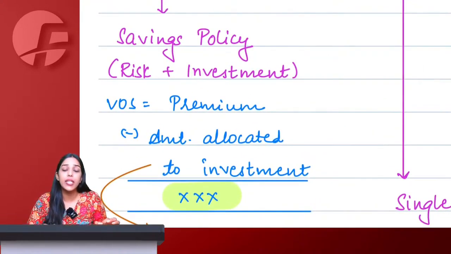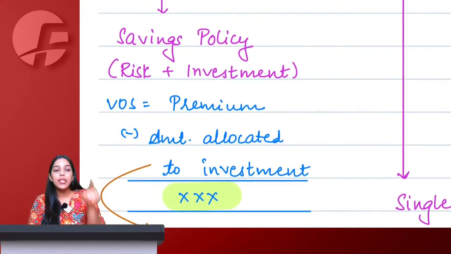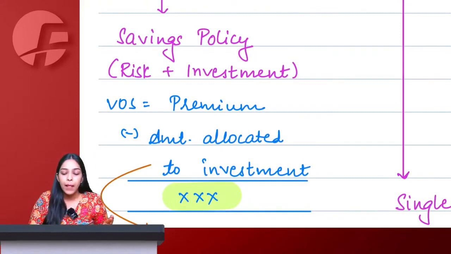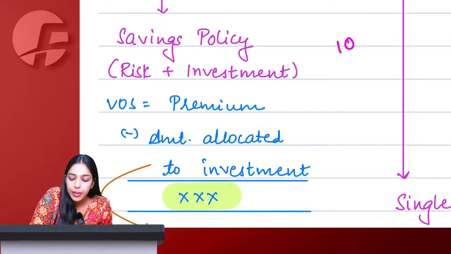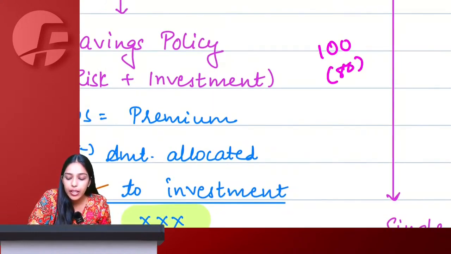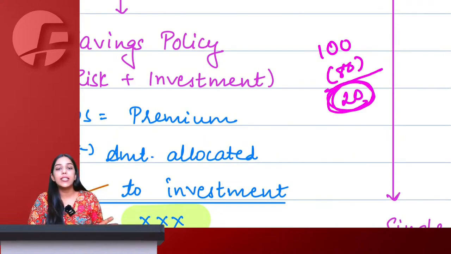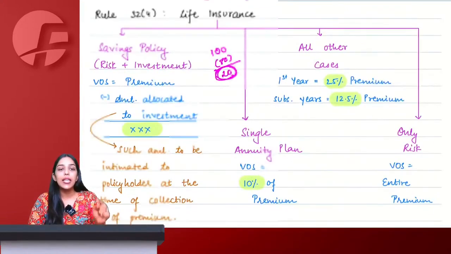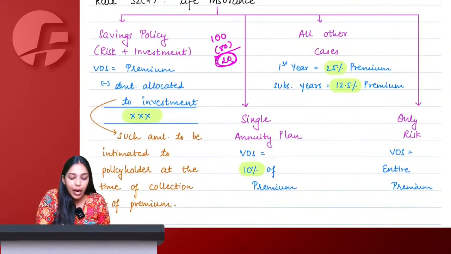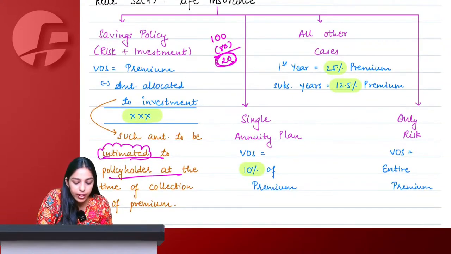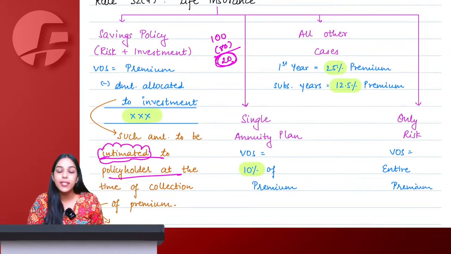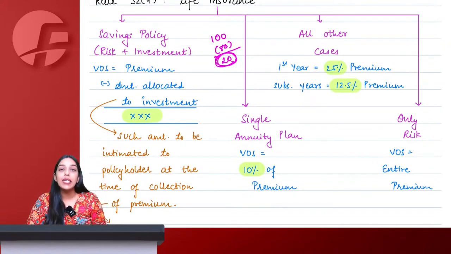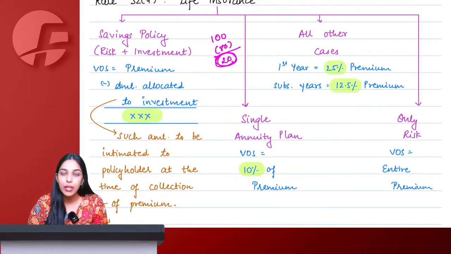But if it is savings policy, meaning risk plus investment, both the things involved here. I received as an insurance company a total premium of 100, out of which 80 is for investment and 20 is only for the risk. Then in that case, if this 80 that I am going to allocate to investment is prior intimated to the policy holder, while issuing the policy, while collecting the premiums, at that time only I had made this very clear that out of 100 premium I am going to allocate 80 to investment, then I can reduce this 80 and 20 will be my value of supply.